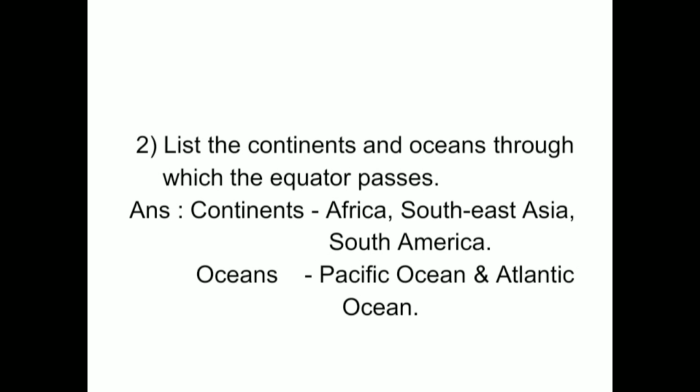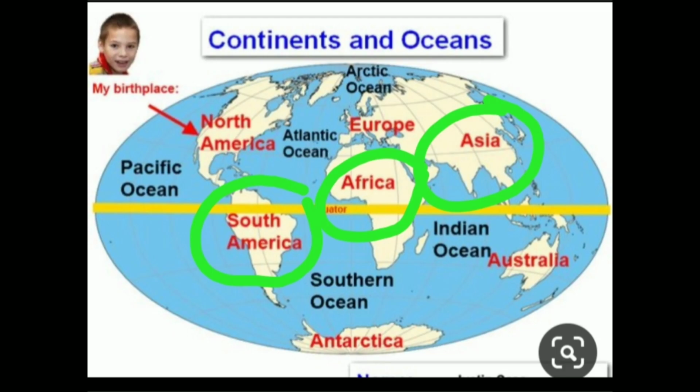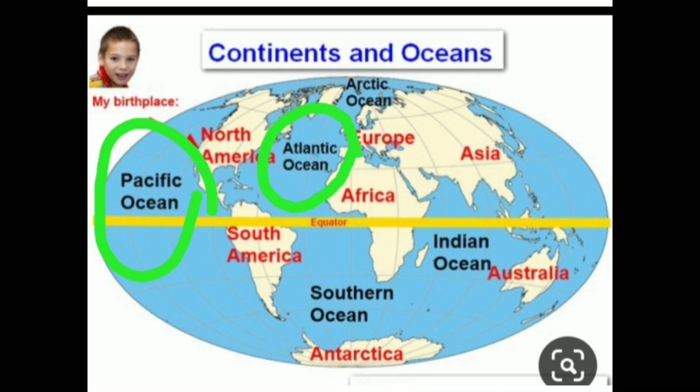Answer is, you can see on the map 3 continents circled with green color. They are the continents which pass through the equator. They are South America, Africa, and Asia. And the oceans which pass through the equator are Pacific Ocean and Atlantic Ocean.